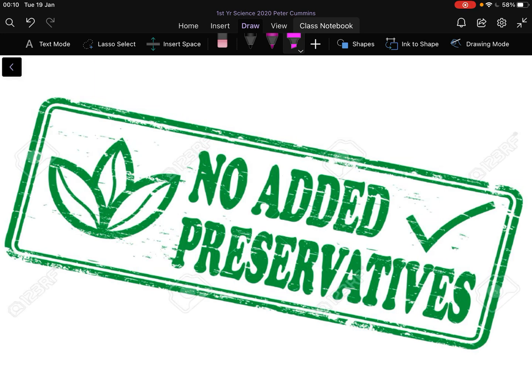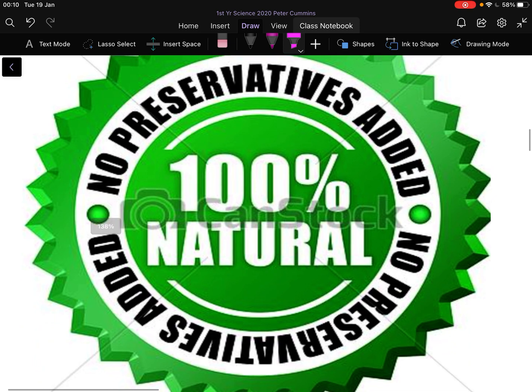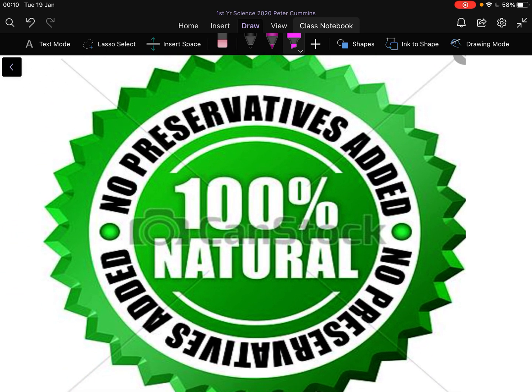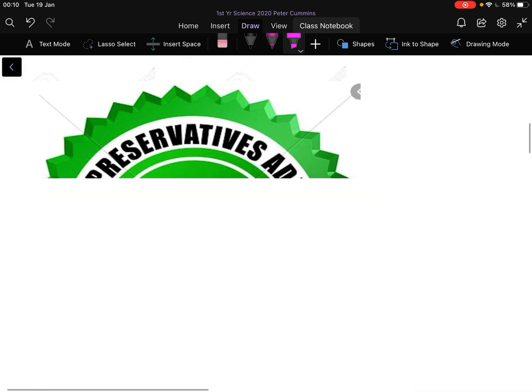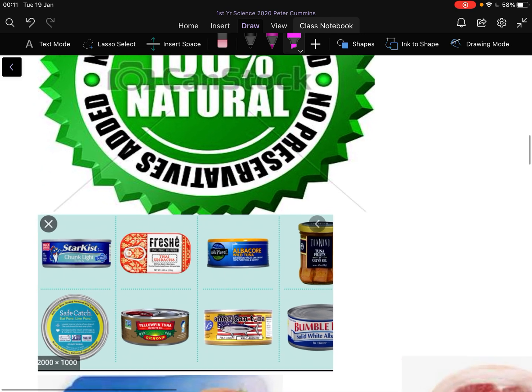But originally, all foods had no added preservatives and people got sick from eating bad food. So now we're going back. We're going from using them to not wanting them anymore. See, signs like that say 100% natural, no added preservatives. So, is it a good thing or is it a bad thing? Obviously, we thought it was a good thing at one stage because we invented them.